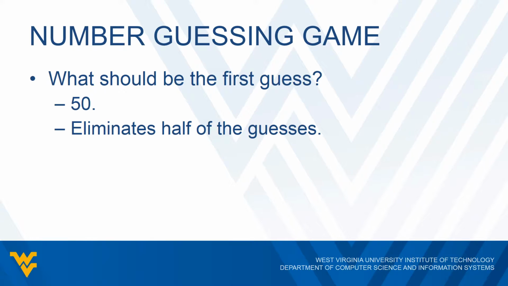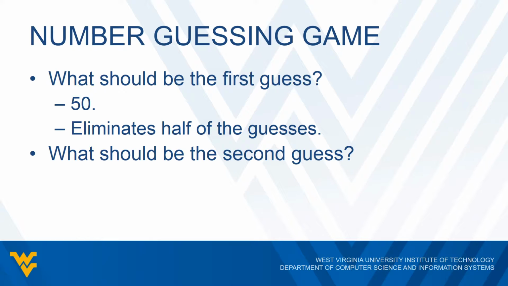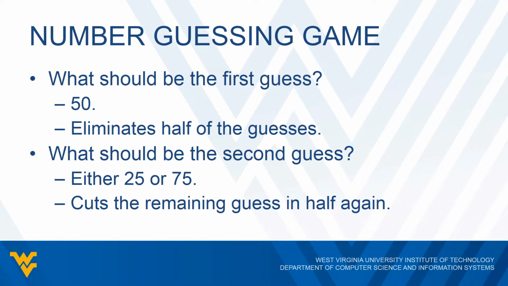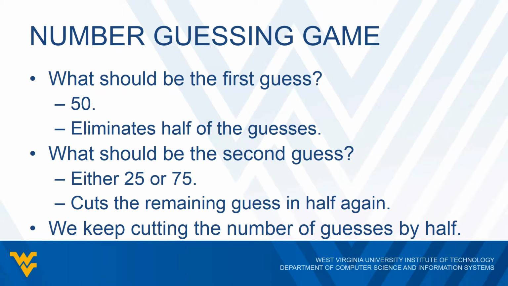All right, well, if your first guess is 50 and it's incorrect, what should be your second guess? Well, it depends on whether your next guess needs to be higher or lower. If your next guess needs to be higher, it should be 75, and if it's lower, it should be 25. So either 25 or 75, depending on whether 50 was too high or too low. So notice in this case, we cut the remaining guesses in half again. So the idea with this guessing game is that we should just keep cutting the number of guesses by half until we get the correct answer.